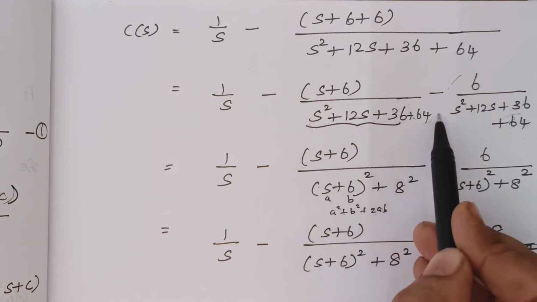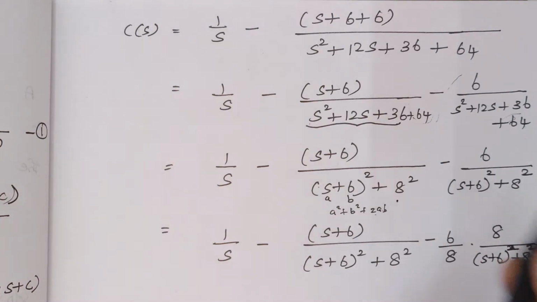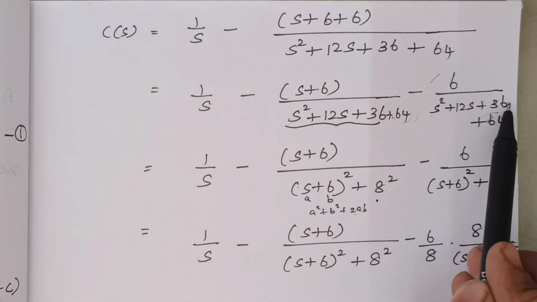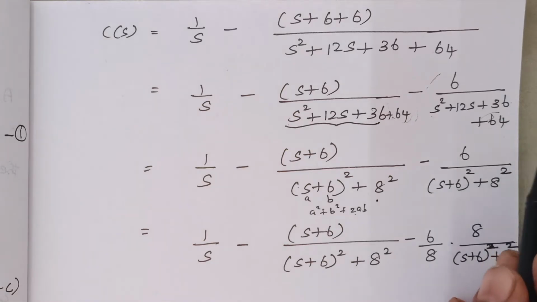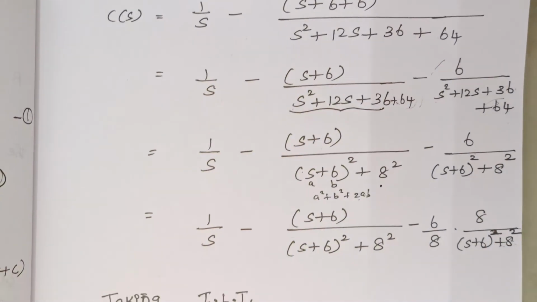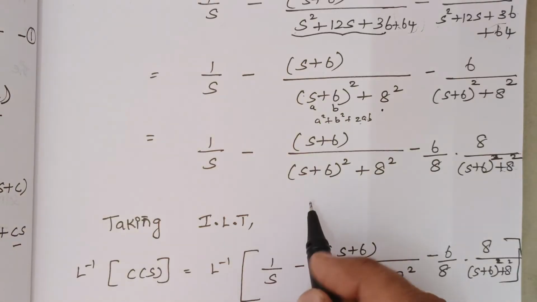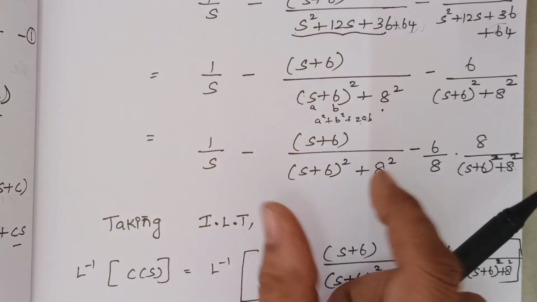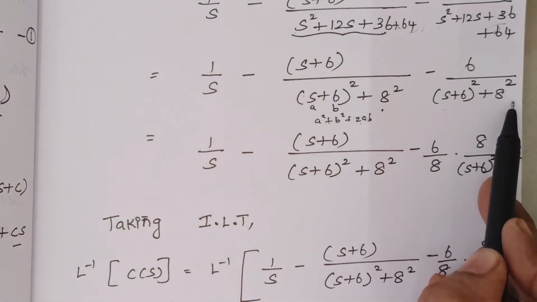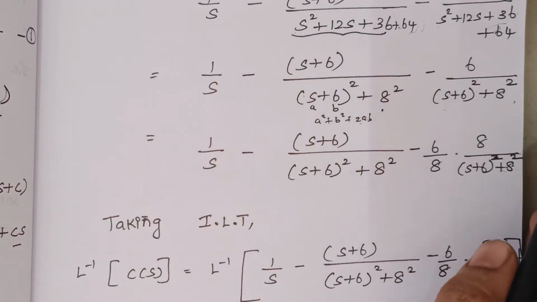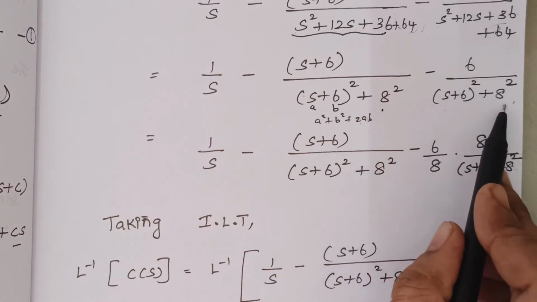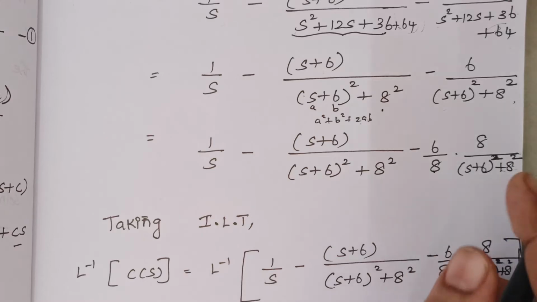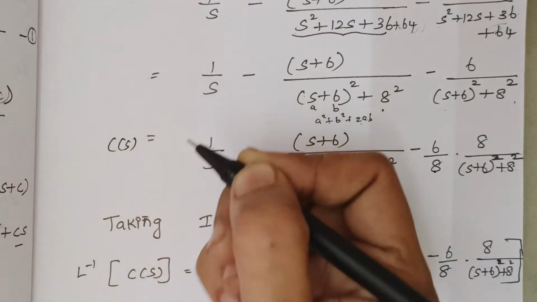So I am reducing this expression as s plus 6 the whole square, right? Plus, and this 64 can be written as 8 square, right? And the next thing is again minus 6 divided by, again I am reducing this denominator term as s plus 6 the whole square plus 8 square. And the next step is, for taking inverse Laplace transformation, I have a direct formula for this expression. But here I cannot solve this expression directly. So here I am multiplying and dividing this expression by 8. Right. So this is our C of s expression.